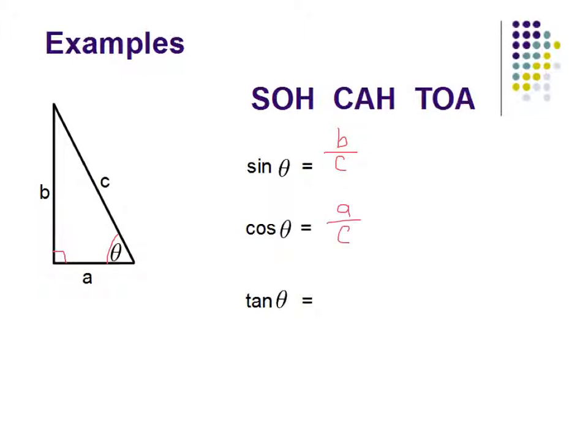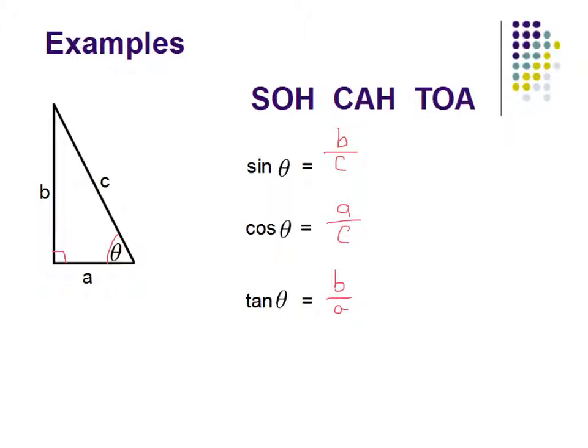All right, last one, tangent of theta. Tangent is opposite over adjacent. So opposite of theta is B, and adjacent to theta is A. So the tangent of my angle is going to be B over A.